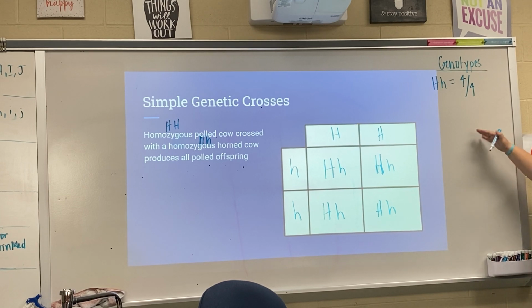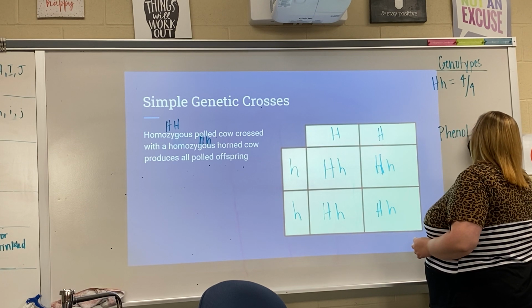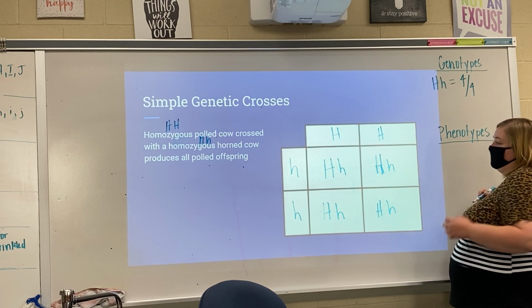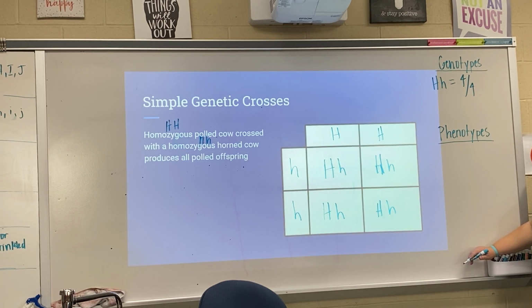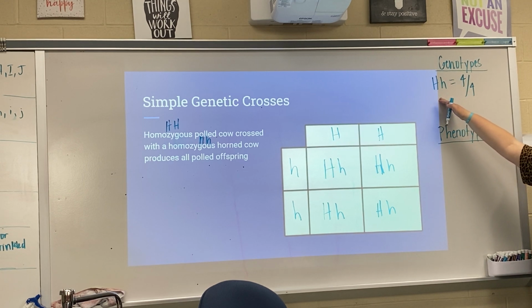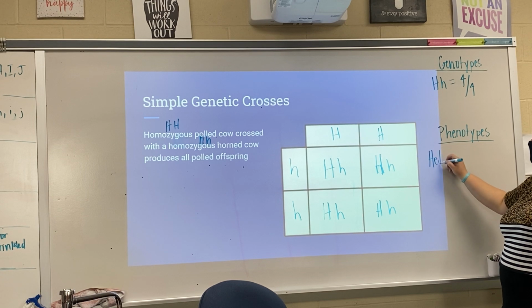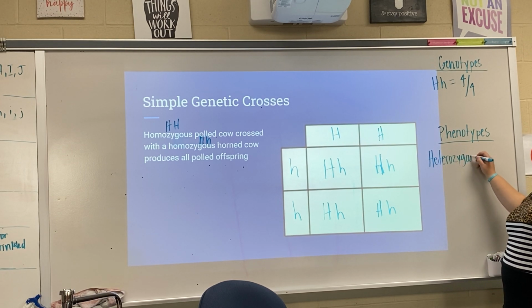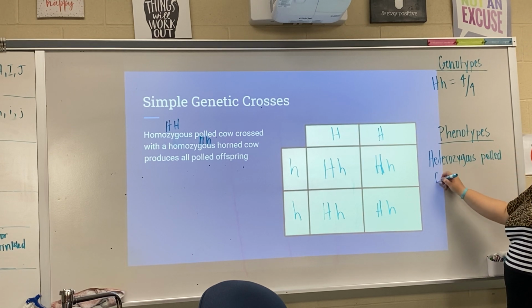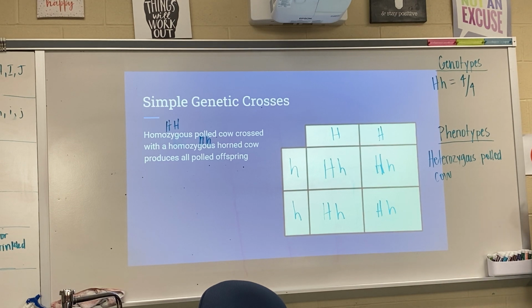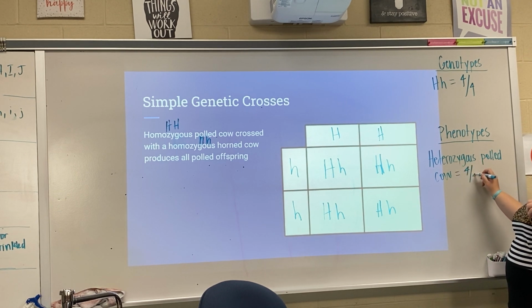All right, so then phenotypes is our next step. And what are the phenotypes? The physical trait. So again, I just need to look up here. I know it's heterozygous. So what is the trait for heterozygous? Ooh, toughy. Is it horned or pulled? Pulled. So we write these out like this. I have a heterozygous pulled cow. And how many of them are there? Four out of four.